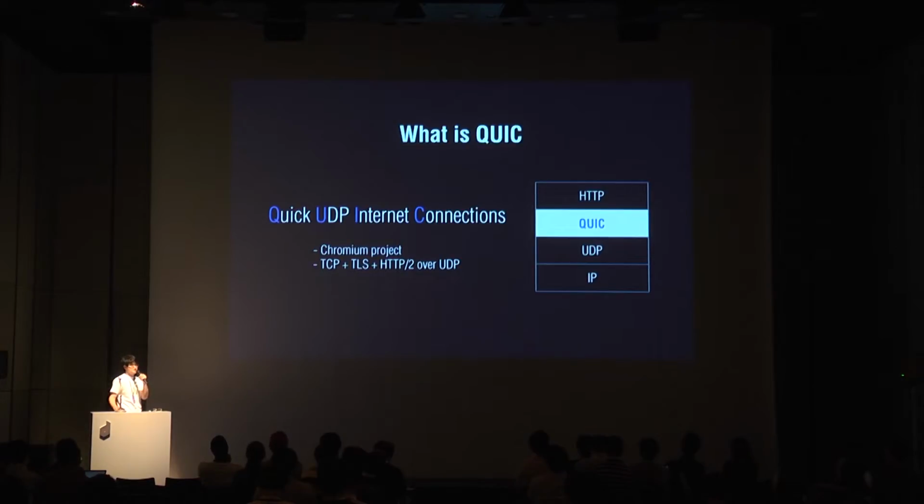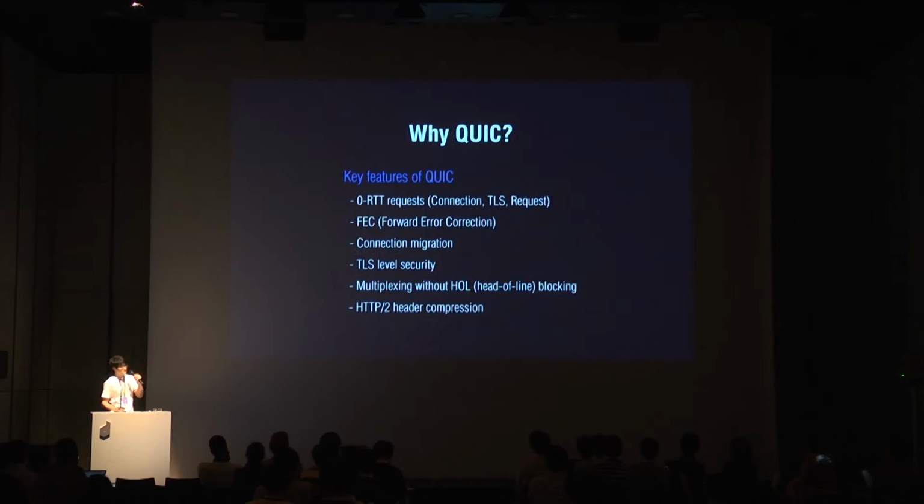QUIC is a TLS HTTP2 protocol over UDP stack. It is one of the Chromium projects developed by Google. The QUIC protocol can make zero RTT requests and recover lost packets using forward error correction. Forward error correction recovers the lost packet using XOR operation.